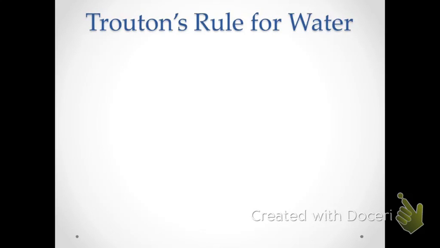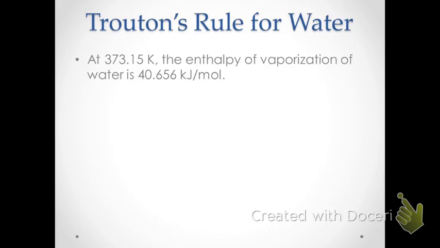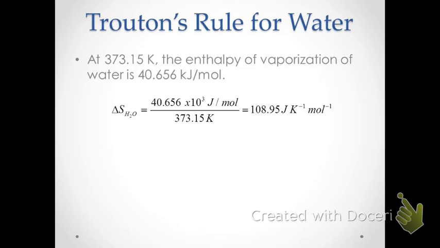And so let's look at how it applies to water. At the boiling point of water, 100 degrees Celsius, with an enthalpy of vaporization as given here, we do the calculation for delta S, and we find that it's 108.95 joules per Kelvin per mole. That's quite different. It's much, much higher by a significant margin than the 85 joules per Kelvin per mole for Trouton's rule. Well, why is water higher?